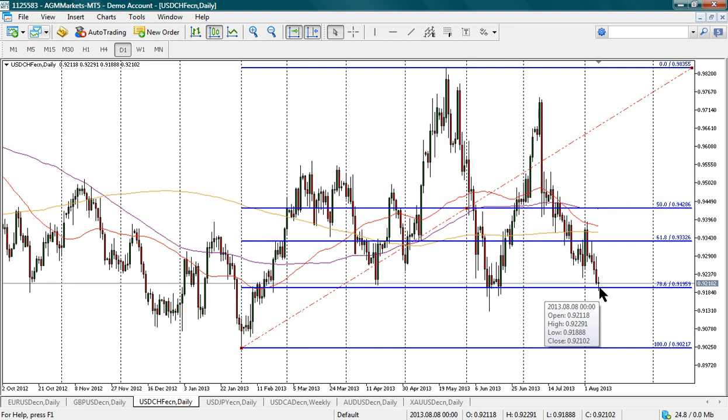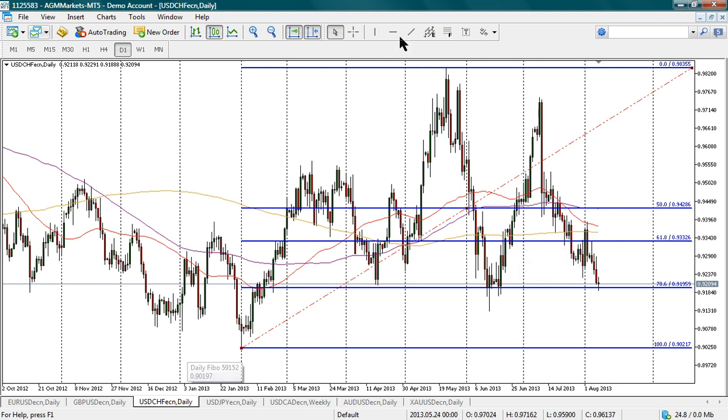If we get a nice reversal candle, or just a close above, then I wouldn't be surprised to see that rotate higher towards that 61.8% level. But then again, I wouldn't be surprised to see it act as resistance like it did with that candle spike there. So yeah, keep an eye on that one. That's pretty much all for the dollar Swiss really.